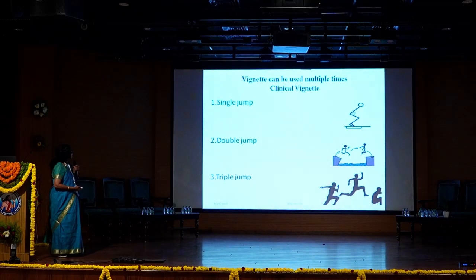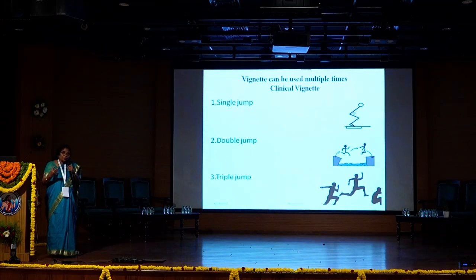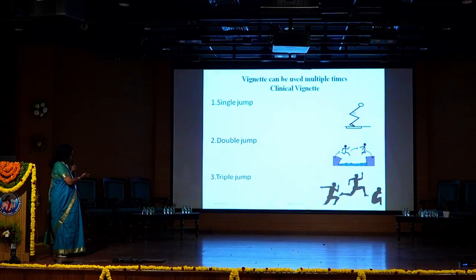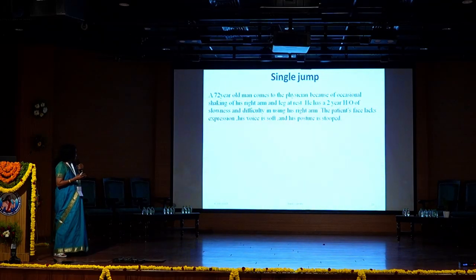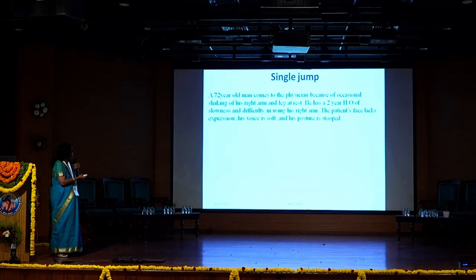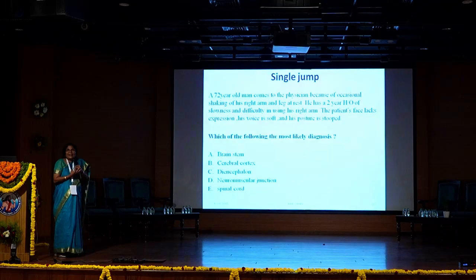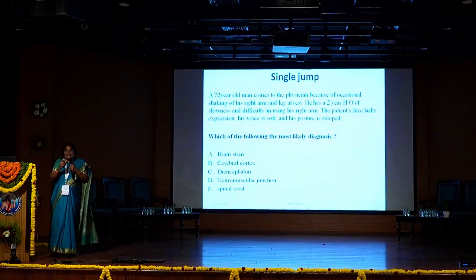So the clinical vignette can also be used multiple times. In the same scenario, you can have a single jump, double jump and triple jump. In a single jump, I just put it up to you. You have a scenario like this: an old man comes to a physician because of occasional shaking of his right arm and leg at rest. He has a 2-year history of slowness and difficulty in using his right arm. The patient's face lacks expression, his voice is soft, and his posture is stooped. Which of the following is the most likely diagnosis? That will be a single jump, right?